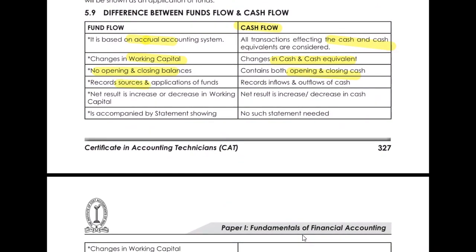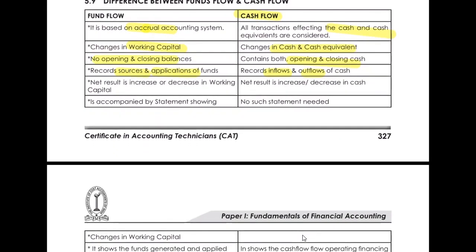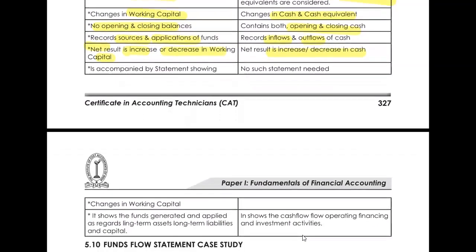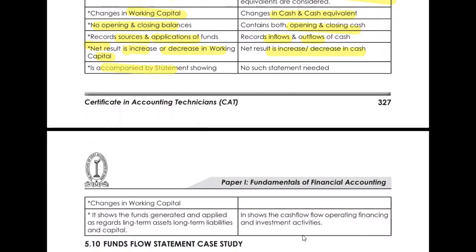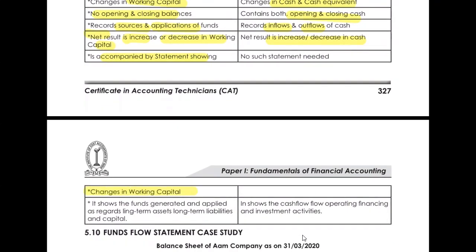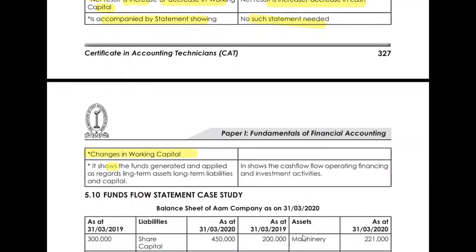It records the sources and application of fund, whereas the other records the inflows and outflows of cash. The net result is the increase or decrease in the working capital, whereas here the net result is the increase or decrease in the cash. It is accompanied by a statement showing changes in working capital. There is no such statement required for the cash flow statement. Fund flow shows the funds generated and applied as regards long-term assets, long-term liabilities and capital. Here, it shows the cash flow from operating, financing, and investing activities.